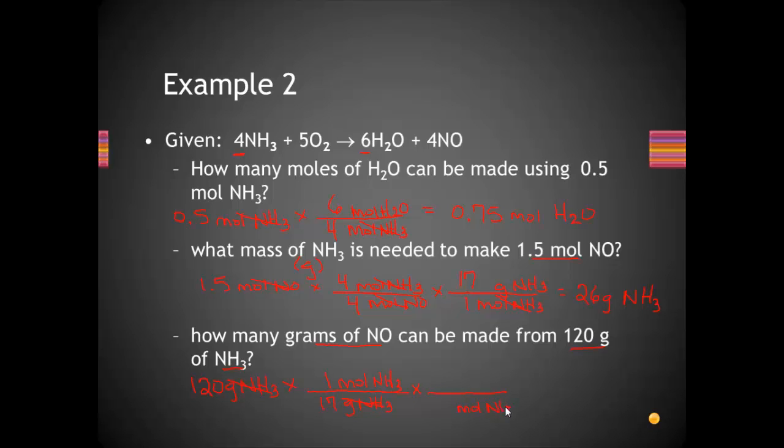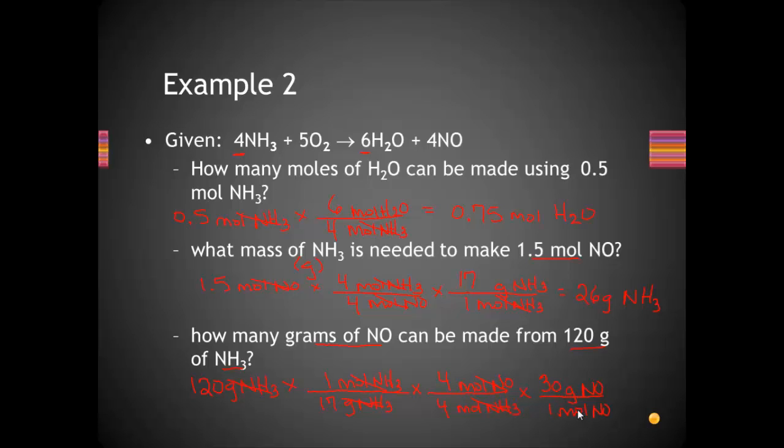I'm trying to find nitrogen monoxide, so I'm going to put that chemical on top. The ratio from the balanced equation is 4 to 4. And those units cancel out. And the final conversion step is to convert 1 mole of nitrogen monoxide to grams of nitrogen monoxide. When I get the molar mass from the periodic table for NO, that should be 30.